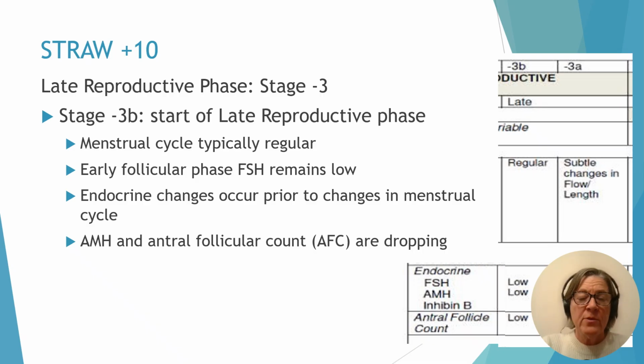When we get into the late reproductive phase, this is called stage -3, we start to see some changes. So the late reproductive phase has an early and a late portion to it. During the early portion, which is -3b, the menstrual cycles are typically regular. The FSH remains low, and there are endocrine changes occurring prior to the time that we actually see any changes in the menstrual cycle. Looking at things, you would see a lower level of AMH and the antral follicular count, which is determined by ultrasound. These are both dropping.